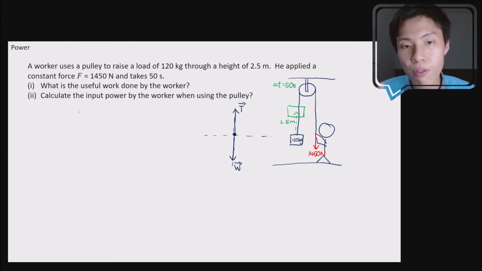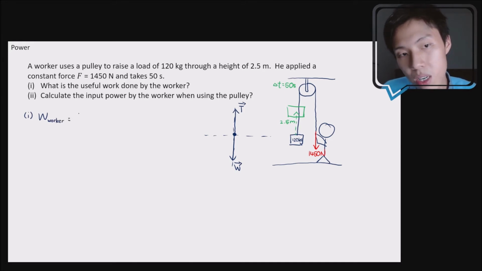So technically you can find the work done by the tension or the work done by the worker. They are the same thing. And you can also find the work done by the weight or the work done by gravity. So let's find both of them, then I'll tell you what is useful work done. Okay, so first one, we have work done by the worker.